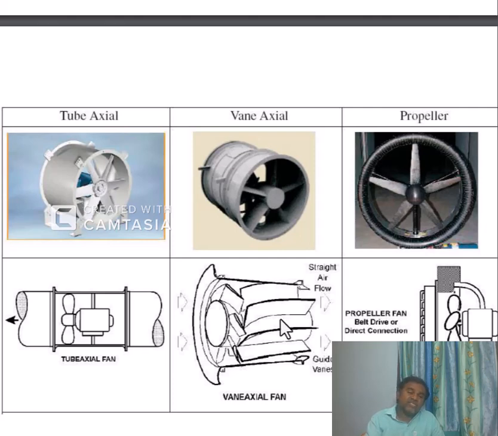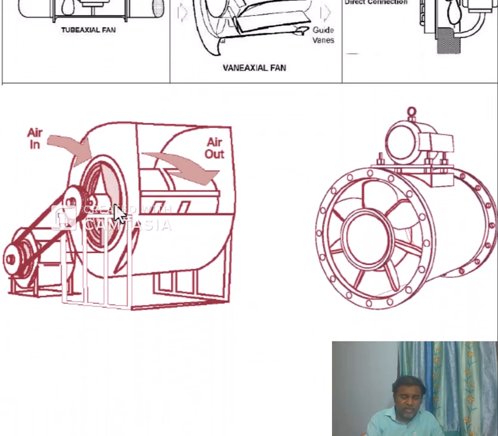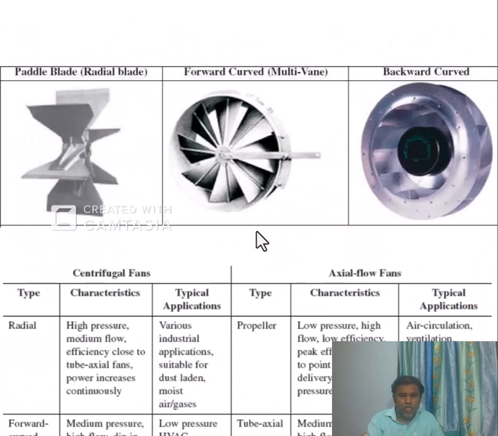You can see these images: tube axial fan, vane axial fan, propeller fan, and the tube axial fan cross sectional, vane axial cross sectional, and propeller fans. These three fans are present. Coming to this one, these are forward curved fans, and these fans are also used in the AHU to draw a large amount of air for supply. Another is paddle blade fans, forward curved fans, backward curved fans. You can see the impellers mainly.